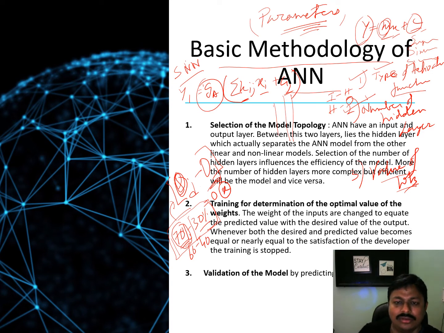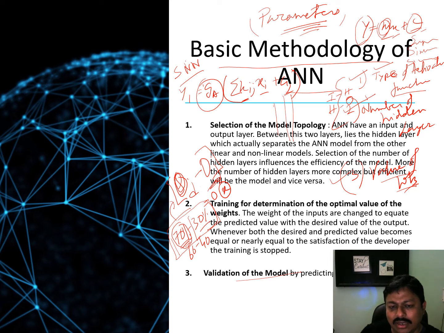Okay, so that is what was described here. Selection of model topology involves these two parameters: type of activation function and number of hidden layers. Then training for determination of the optimal value of weights. This is the third parameter. And after that, validation of the model is actually the testing of the model.